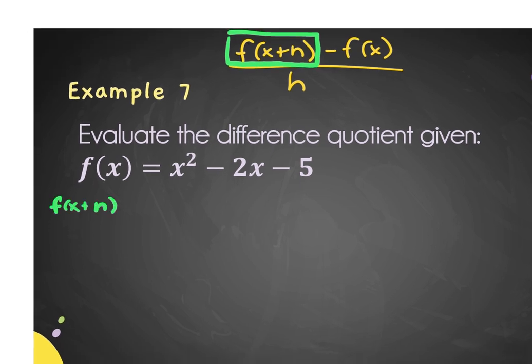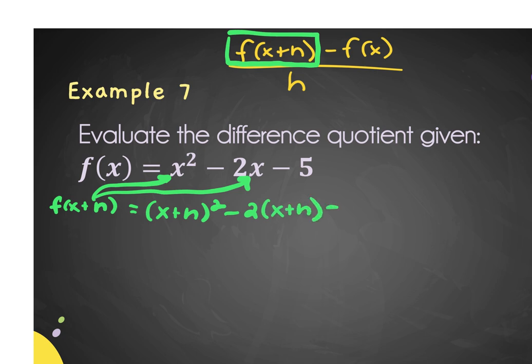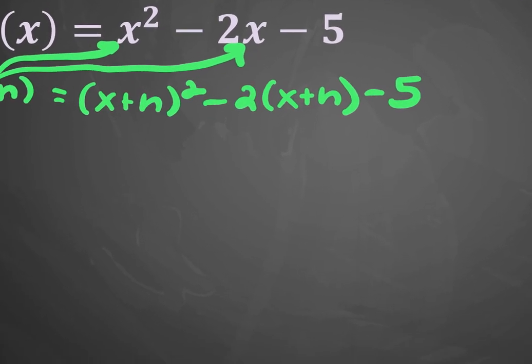And I do that by plugging x plus h into the x values of this given f of x. So that is x plus h squared minus 2 times x plus h minus 5. So I took the x plus h and I plugged it in place of the x values. You with me so far? Now I've got to simplify this.